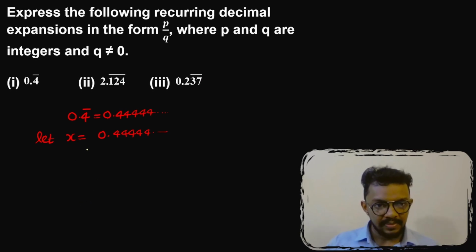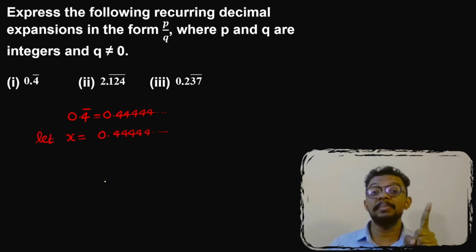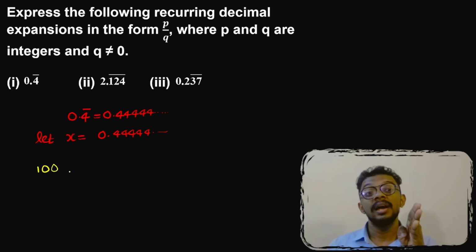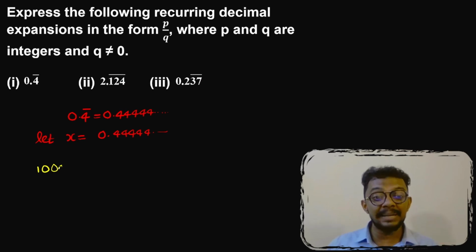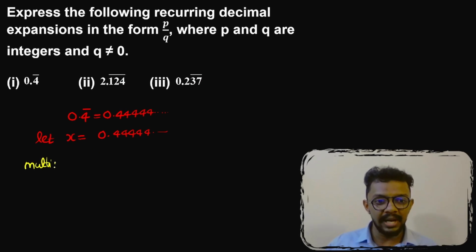Step number 3, check the length of the period. How many digits are repeating? Only one digit is repeating, and that digit is 4. If it is one digit, multiply by 10 on both sides. If it is two digits, multiply by 100 on both sides. If the length of the period is 3 digits, then multiply by 1000 on both sides. Here it is one digit, so multiply 10 on both sides.